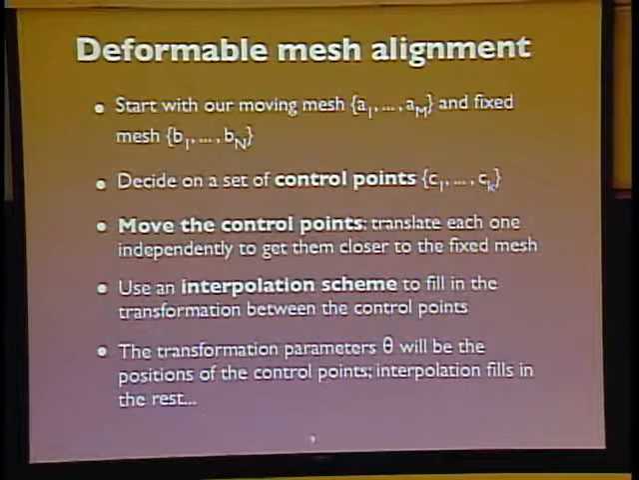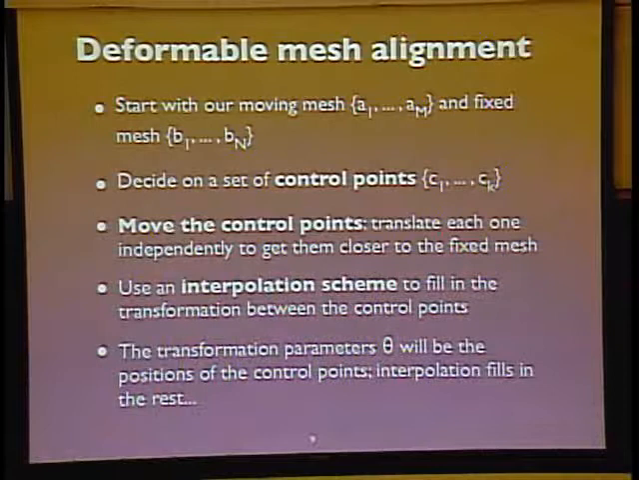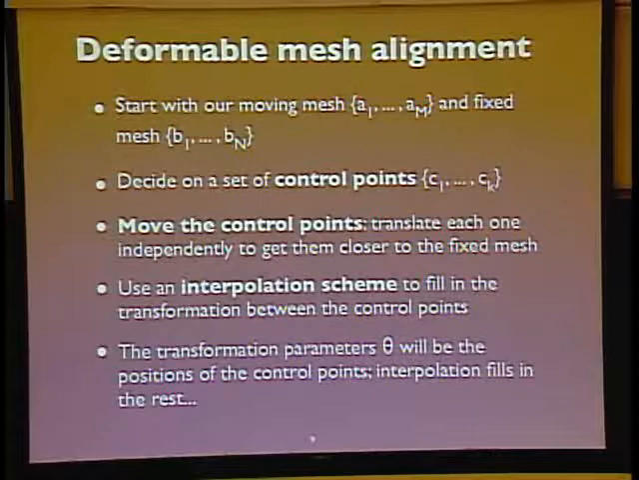So then if you're thinking about the general formulation of mesh-to-mesh alignment, what I told you is that the behavior of each transformation is governed by a vector of parameters theta. Here, the vector of parameters is going to be the translations of each one of the control points. So it's going to be a 3 vector that gives you the change in x, y, and z for each one of the control points. So it'll be delta c1, delta c2, delta c3, if you will. And then interpolation fills in the rest.